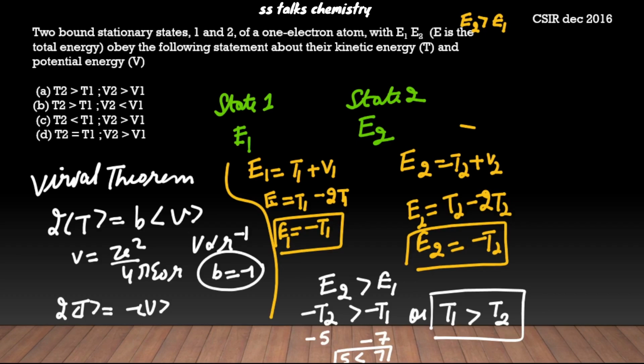Based upon this, if I see here, T2 is greater than T1, incorrect. T2 is greater than T1, again incorrect. T1 is greater than T2, option C will be the right answer. Right, here also T2 is equal to T1, that is also incorrect. So option C will be the right answer.